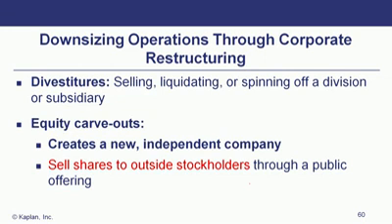So we can downsize our operations through corporate restructuring. A divestiture, that just means we're going to sell, liquidate, or spin off a division. So we've got a bunch of divisions doing a bunch of different things. We've got one that makes suitcases. We don't like it anymore, so we spin that off, right? We could also do an equity carve-out.